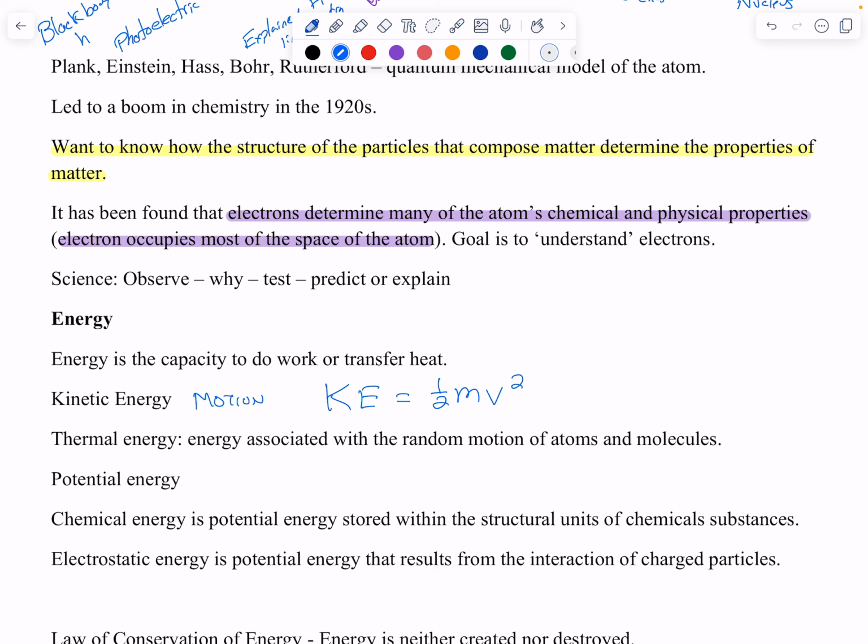Thermal energy is a kinetic energy. That's what we really care about a lot. And that's the energy associated with the random motion of atoms and molecules and the subatomic particles that compose them. Potential energy, think position.